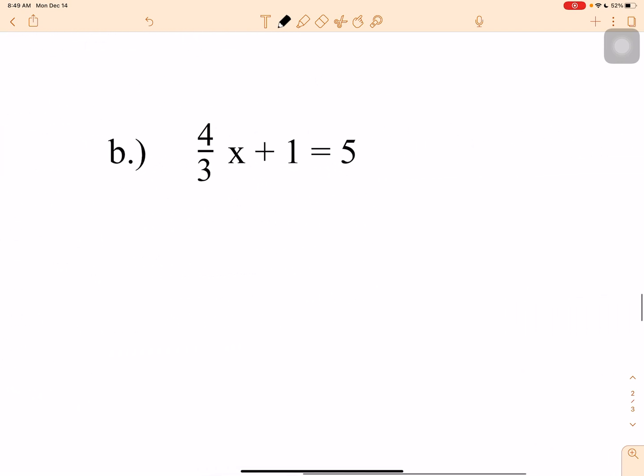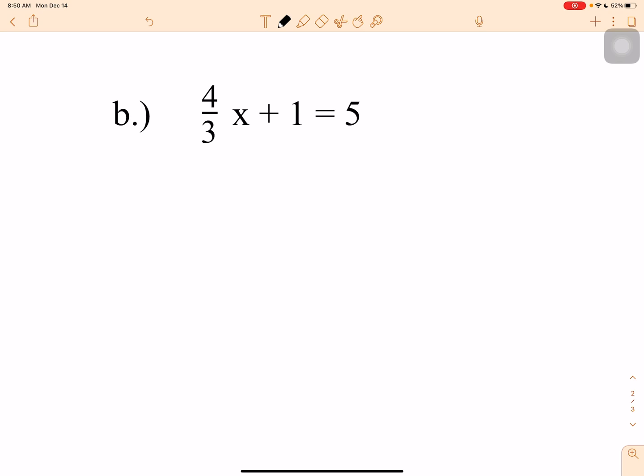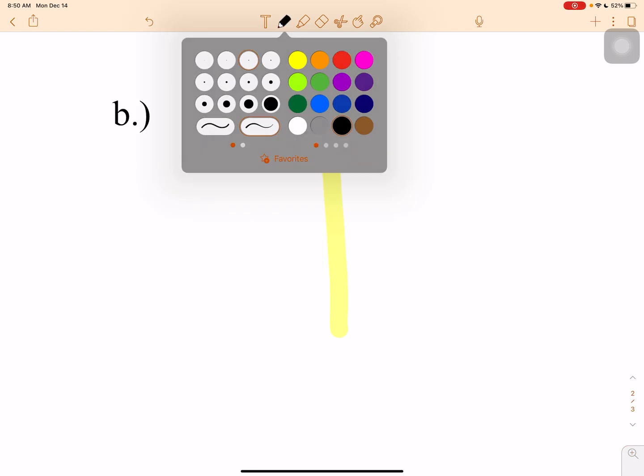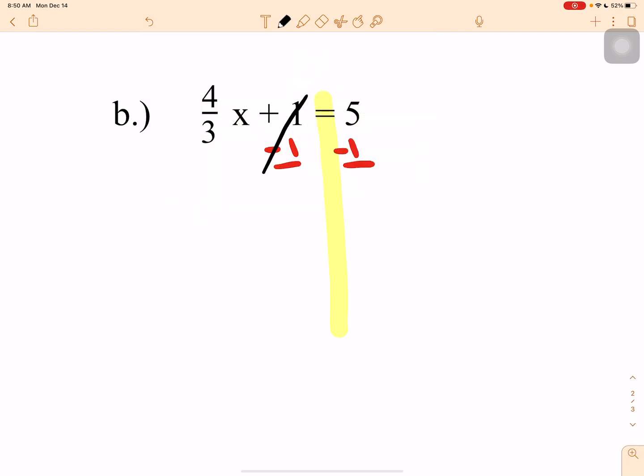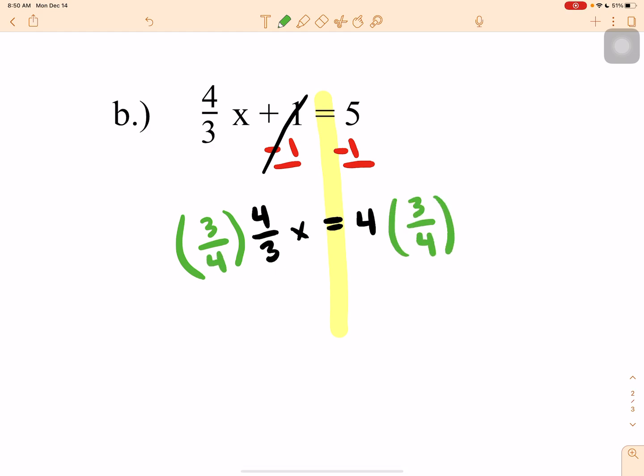So now for B, oh, we have a fraction here. So this sometimes trips some of you up. So let's see here. If I draw my line, first I'm going to subtract that 1 away from the left-hand side. There are several ways to go about simplifying this. So we have 4/3 x. 5 minus 1 is 4. What I always like to do if I have a fraction, I want to multiply by the reciprocal. So I'm going to flip that fraction to 3/4 and multiply both sides by 3/4.